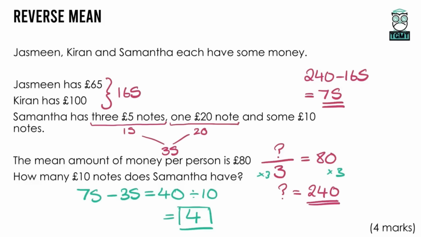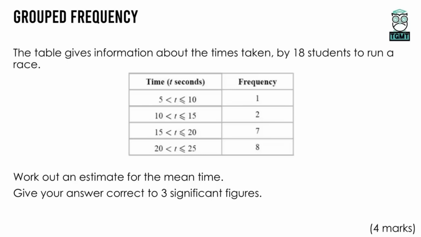Now, for averages from a table, you could have them as a grouped frequency table, or you could have a fixed number on the left. But if we're asked to work out the mean from a table, we take pretty much the same approach. Except with grouped frequency, we don't actually know the actual, and in this case it's about the time in seconds, we don't actually know the number that's going in that left column. So because we don't know it, we're asked to estimate the mean.